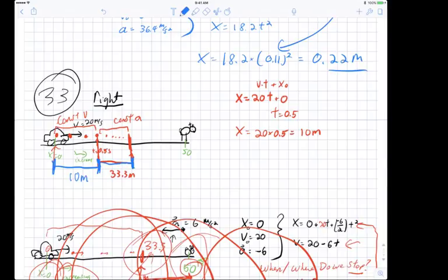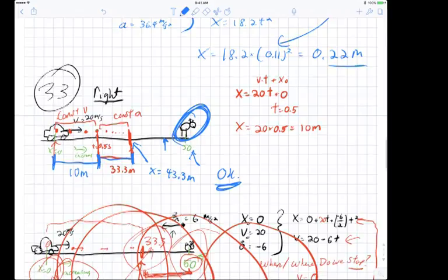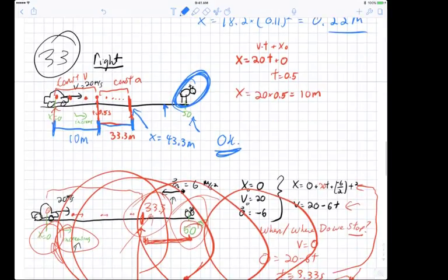So this final position is going to be at x is equal to 43.3 meters, which is still well short of the 50 meters. So you're okay. You end up at a place before you've hit this deer. So that's fun, right? Did you have fun? I had fun. Let's move to the next question. Next question is question 34.